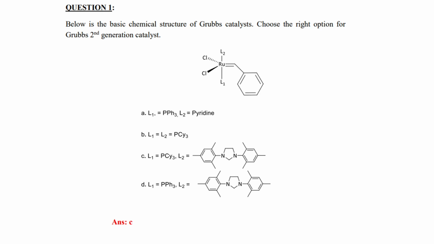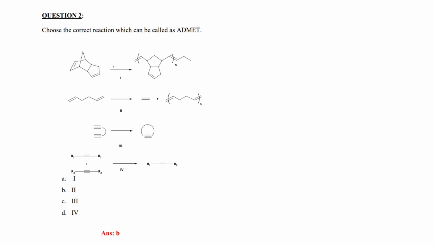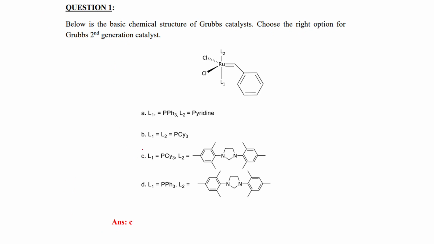In previous classes, we were discussing Grubbs catalysts and metal-carbene chemistry. So we will continue that discussion. The first question asks for the correct ligand for the Grubbs second generation catalyst. It's very well known: an NHC ligand is used for this second generation catalyst.